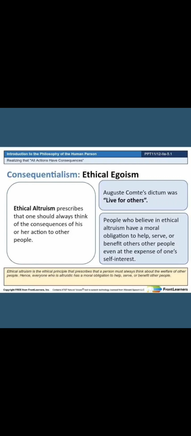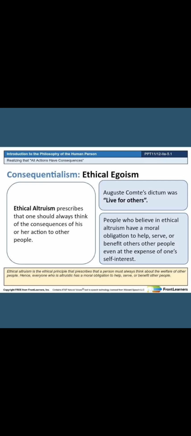Ethical altruism is the ethical principle that prescribes that a person must always think about the welfare of other people. Hence, everyone who is altruistic has a moral obligation to help, serve, or benefit other people.